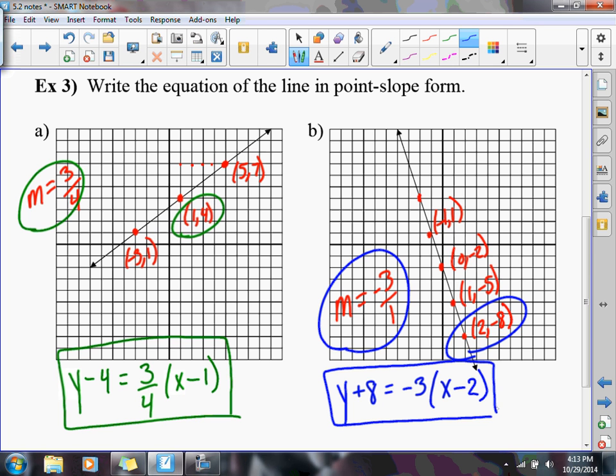Now, if somebody else picked a different point, if somebody picked -1, 1, they would have y minus 1 equals -3 times x plus 1. So the numbers for the x1 and the y1 might change, but when you distribute and then subtract the 8 over or add the 4 over, you're going to end up with the exact same equation as somebody else will have once it's in slope-intercept form.